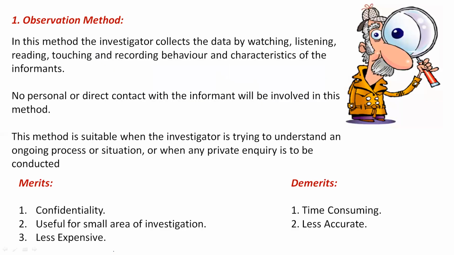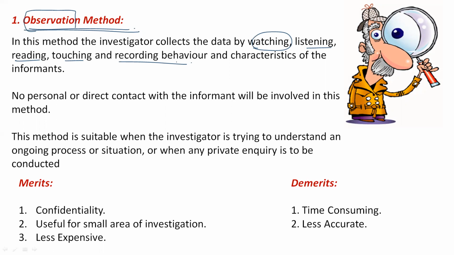So the first method of primary data collection is the observation method. Basically in this method, as the name suggests, by observation, collecting information only by observation. Here the investigator is trying to collect the data by either watching or listening or reading or touching and recording the behavior of the surroundings.